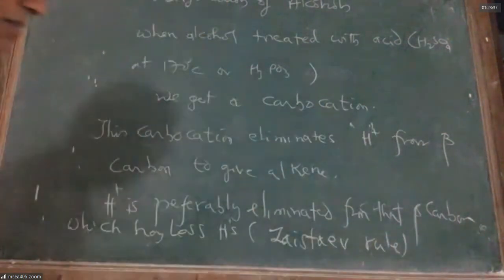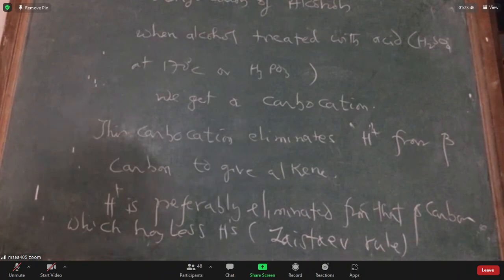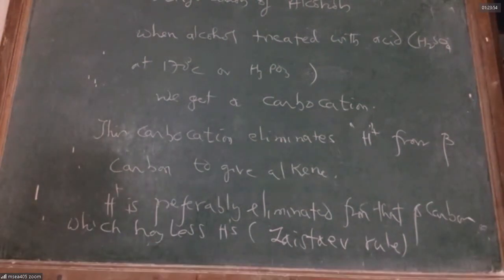Sir, what is the spelling? Saytzeff. Spelling is Zaitsev, but it is to be called as Saytzeff. So what is Saytzeff rule? The H plus is eliminated from that beta carbon which has less hydrogens. That way you get more symmetric alkene.